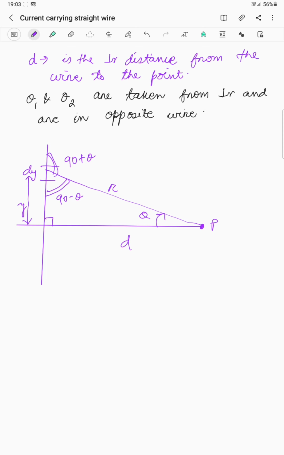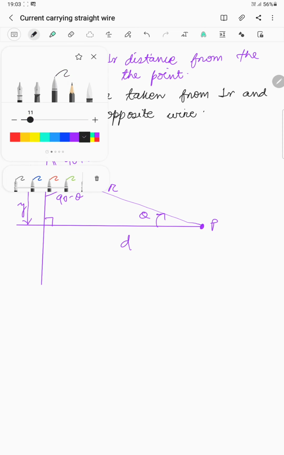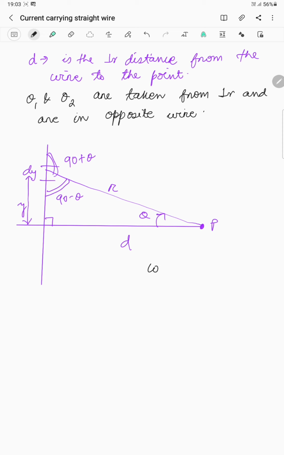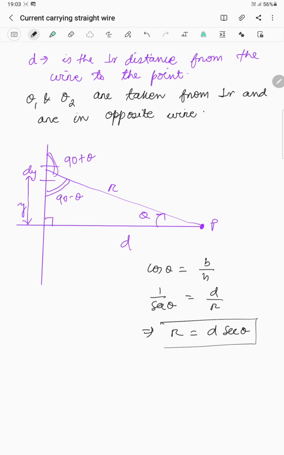If you look at this right angle triangle, cos theta is equal to base by hypotenuse, so d by r. Cos theta can be expressed as 1 by sec theta. This implies r is equal to d sec theta. This is an important relation which you have to remember. So r is equal to d sec theta.